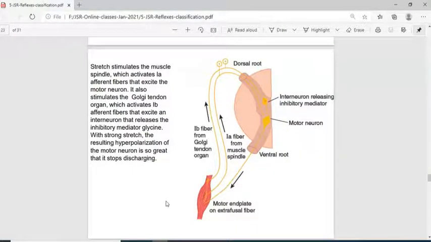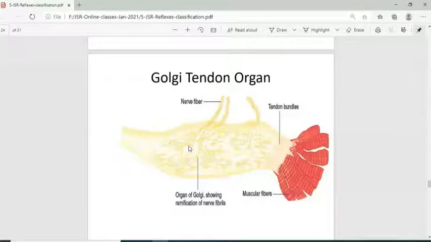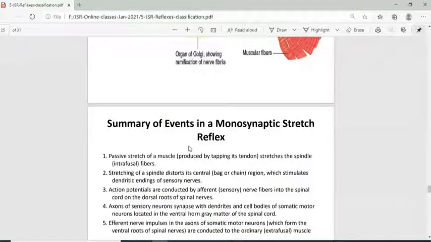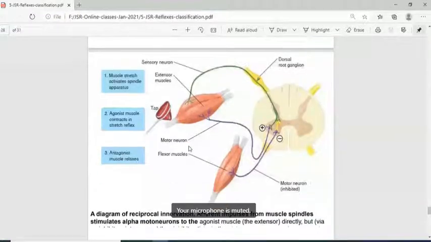Okay. So this is a very favorite picture of your examiners. Please try to remember. This is Golgi tendon organ in a magnified form. The knee jerk reflex. Okay. This is withdrawal reflex, crossed extensor reflex.